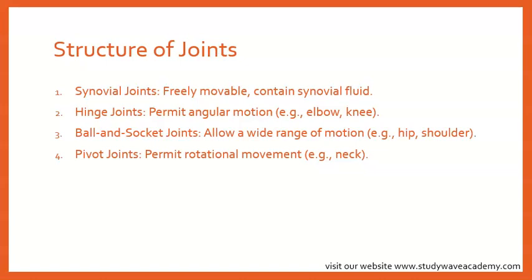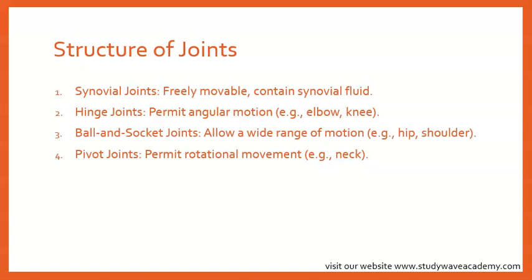We have the synovial joints. Freely movable, they contain synovial fluid. These joints are like hinges and can move a lot. They have special fluid to keep them working smoothly, okay? Hinge joints permit angular motion. These joints allow movement in one direction, like your knee or elbow bending. Do we understand?